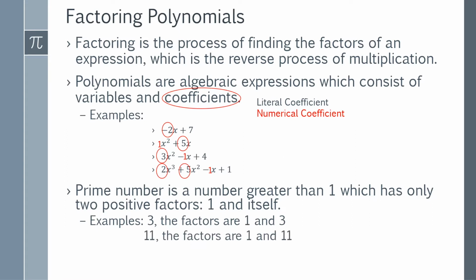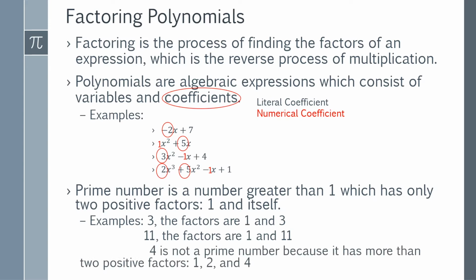11. The factors are 1 and 11. May iba pa bang factors ang 11? So, wala na. So, that makes it also a prime number. Another example. How about 5? Si 5 ba ay prime number? Yes, because ang factors niya lang ay 1 and yung sarili niya na 5. 1 times 5 is 5.